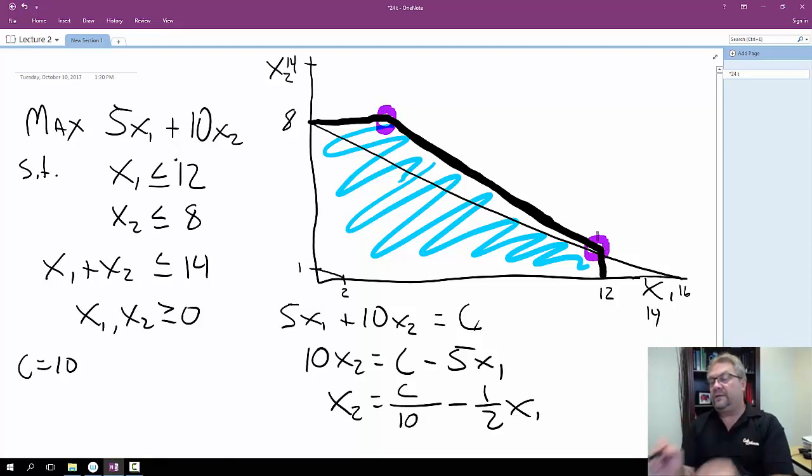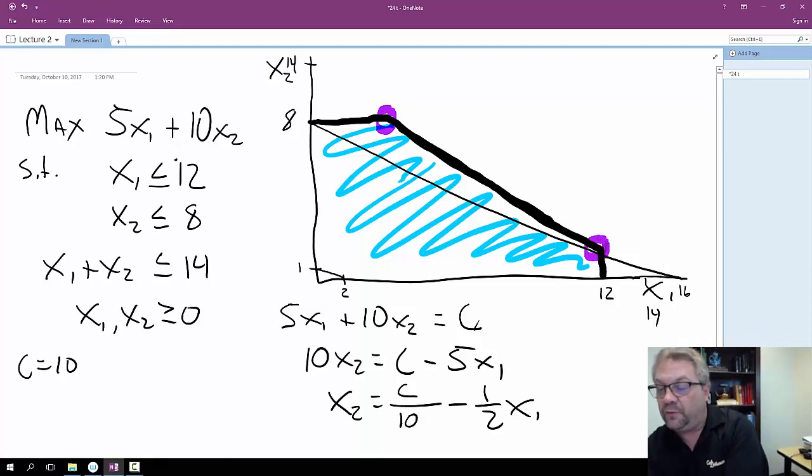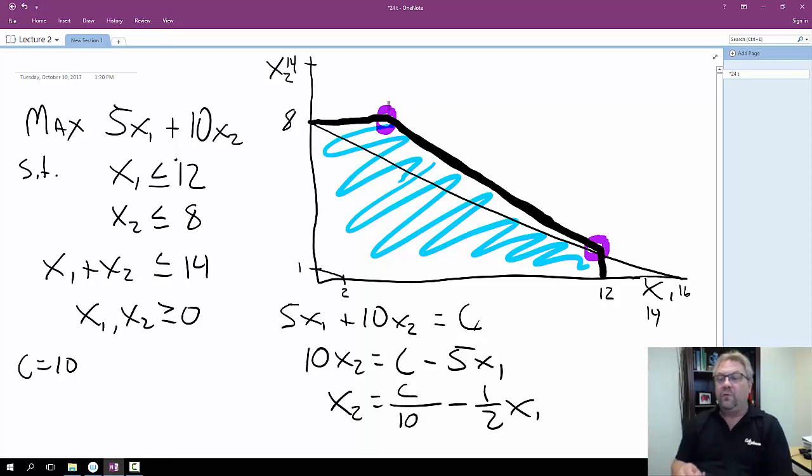This is the kink point where my first constraint intersects the third constraint. And this kink point is where the second constraint intersects the third constraint. The reason I'm saying that is because you can imagine if we keep moving out our iso-profit line, we're going to reach a maximum when we hit either this kink point or that kink point.